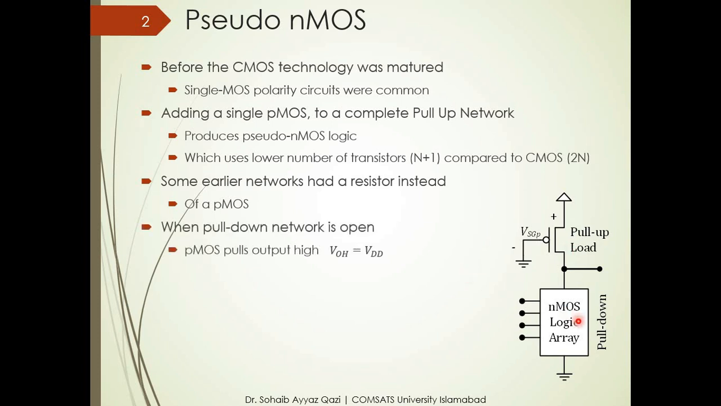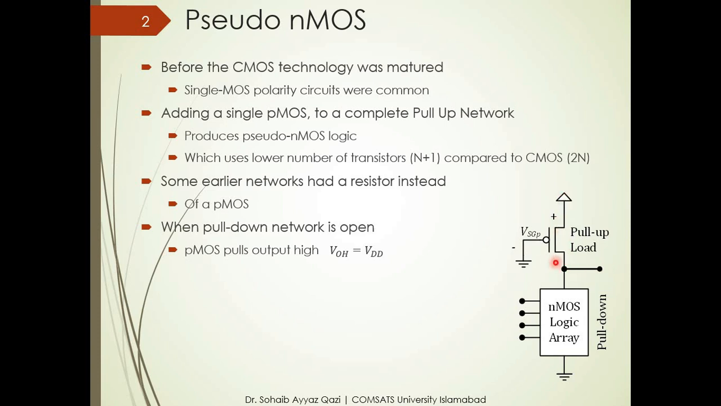In this circuit, if the pull down network is open, there is no direct connection from this ground to this output. So it means that we will have output high voltage, and this output high voltage can be represented by VDD, which is applied on this terminal. So the PMOS pulls this output to high voltage.